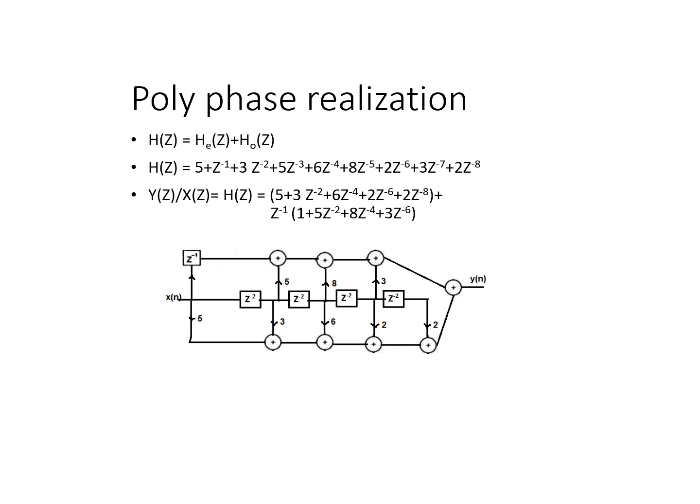Then similarly h naught of z is also realized. So see here z inverse is multiplied for the overall h naught of z. So here z inverse, then 1 plus 5 z power minus 2. So at this point I will get z power minus 2, multiplied by a factor 5. Then 8 z power minus 4, then 3 z power minus 6. And finally I add. So this is the y of n. So this type of realization is called polyphase realization.